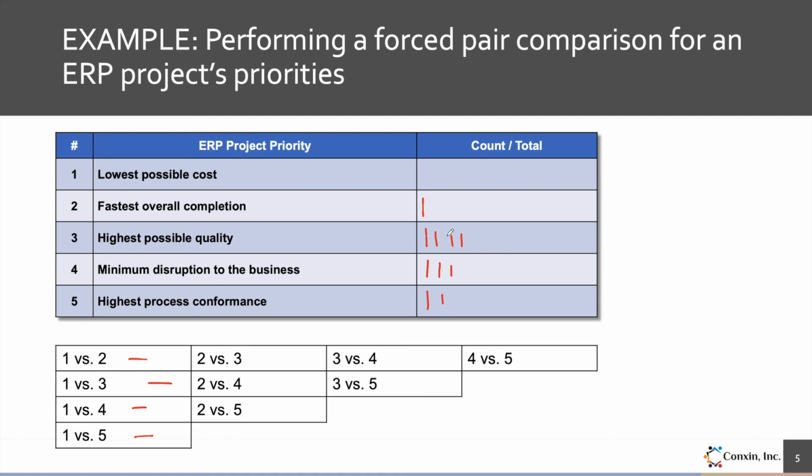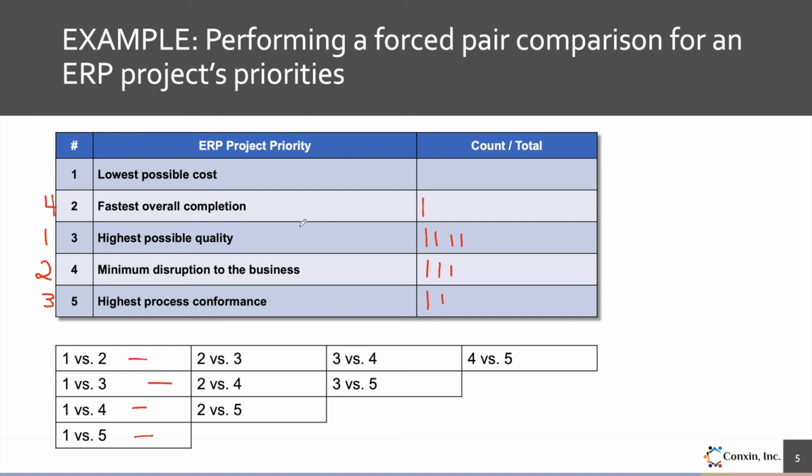So now you tally up your tally marks. You say, okay, since highest quality got 4, that is the top priority for the program overall. Second, with 3 hash marks, is minimum disruption to the business. The third is highest process conformance. And then last, with only 1 hash mark, is the fastest overall completion. And there you go. You've got a list of your highest priorities and your lower priorities ranked and ready to go.